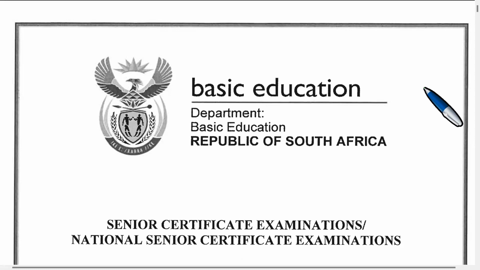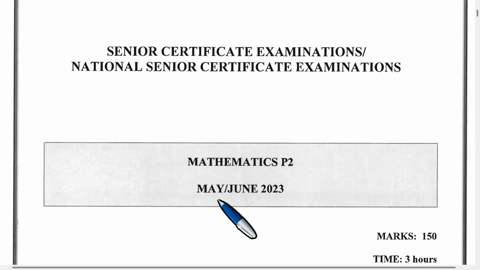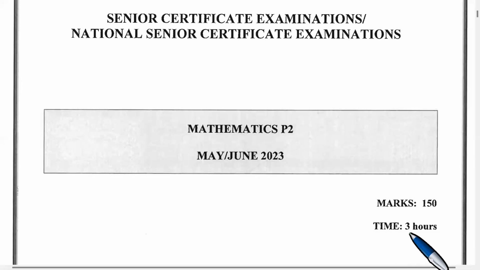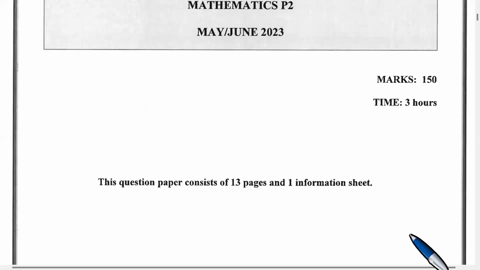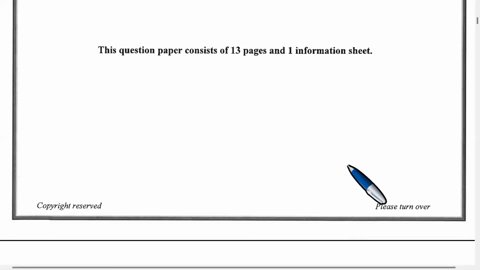Now we are looking at the Basic Education Department, Republic of South Africa, National Senior Certificate Examinations. Mathematics Paper 2, written in May/June 2023. Marks 150 and time 3 hours. This question paper consists of 13 pages and one information sheet.